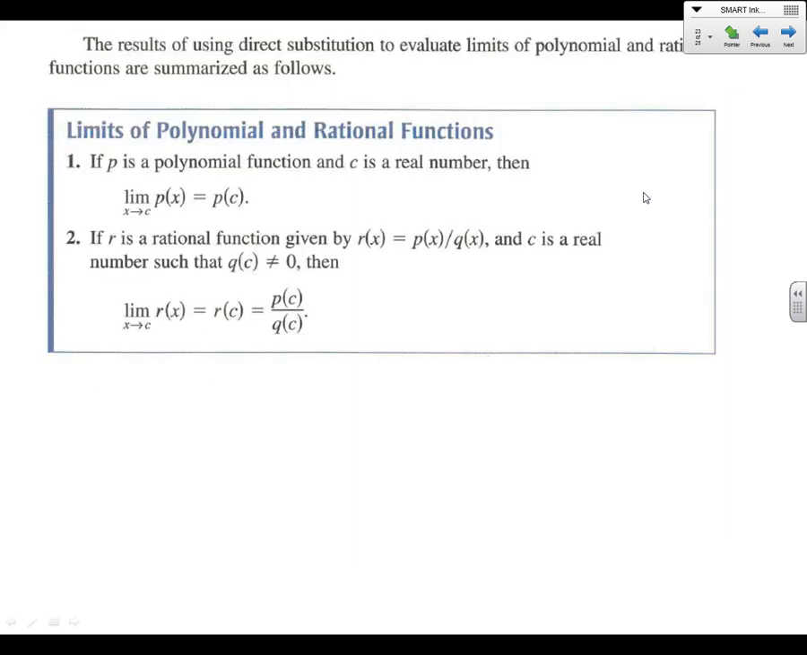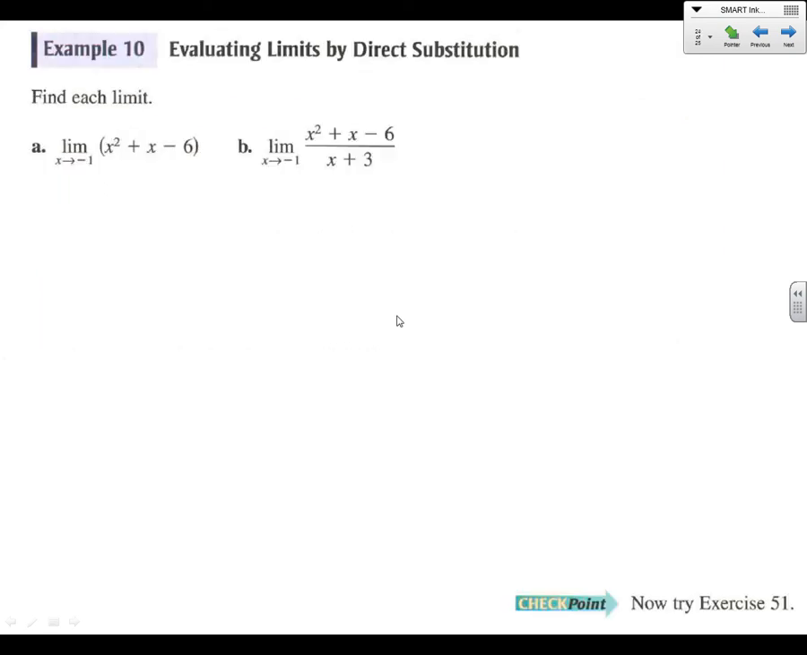And last example here. For limits here, if p is a polynomial, we can still do direct substitution. If it's a rational function, something divided by something else, we can still do direct substitution as long as there's no 0 in the denominator. So find each limit. We're going straight to direct substitution.